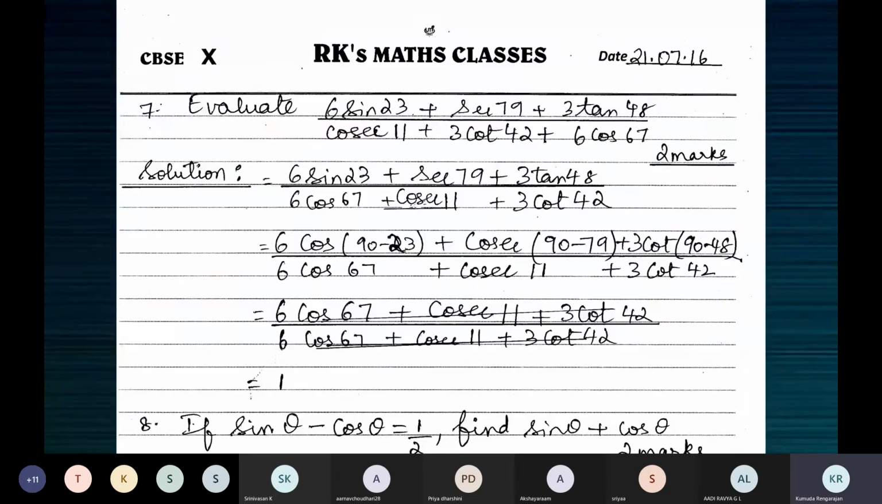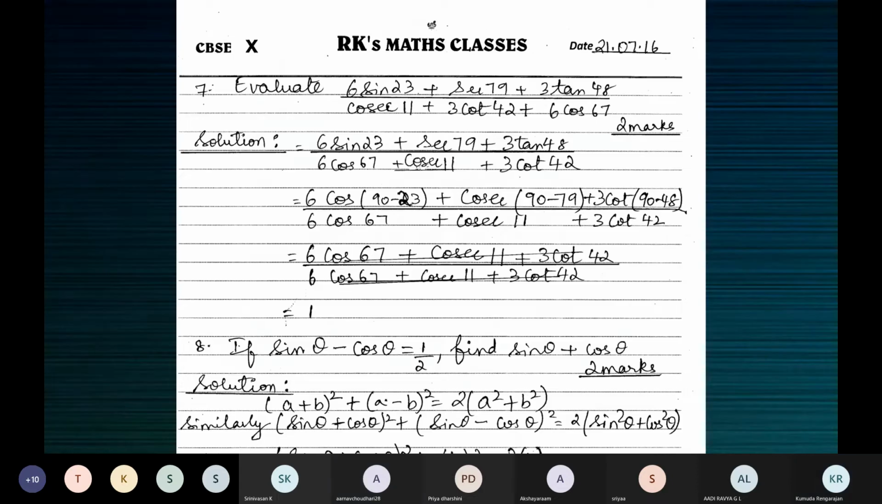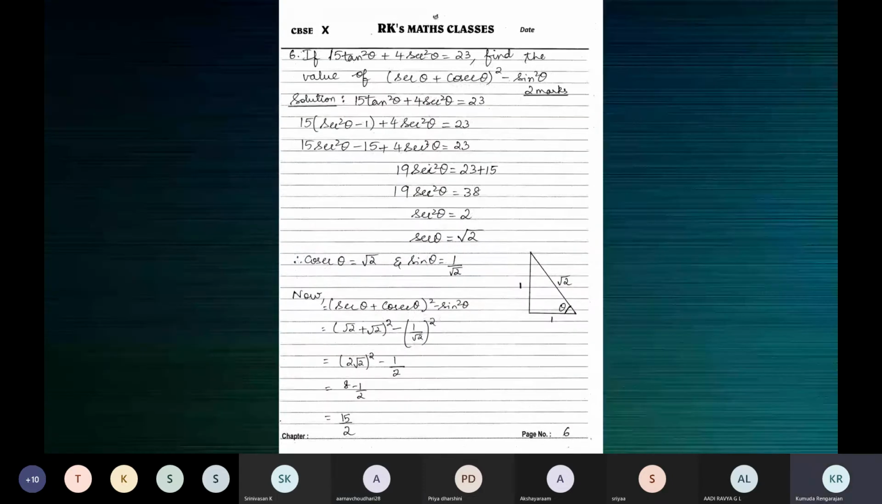Yes, somebody wants to say something? Ma'am, the last question I didn't understand. How did we get cosecant theta is equal to root 2? No, by applying the ratio. Secant theta, we found here, is root 2. For cosecant theta, we use this right triangle. Cosecant theta connects the hypotenuse and the opposite side. So hypotenuse root 2 by opposite 1, root 2 by 1, which is root 2. And sine theta is equal to opposite by hypotenuse, so opposite 1 by root 2.